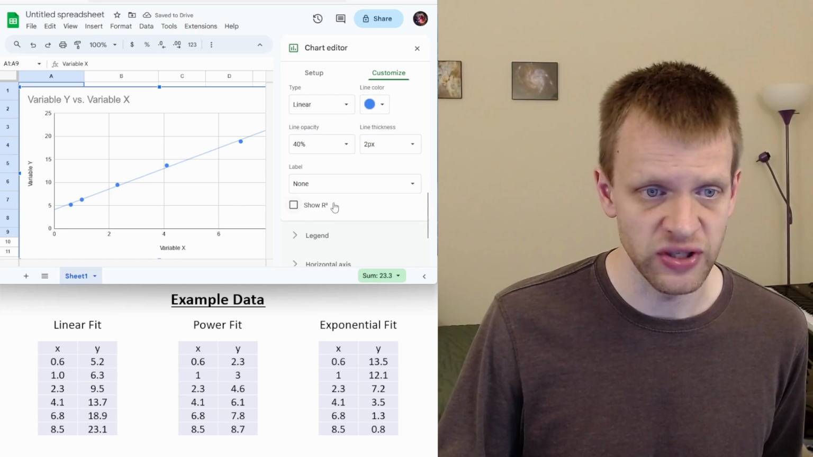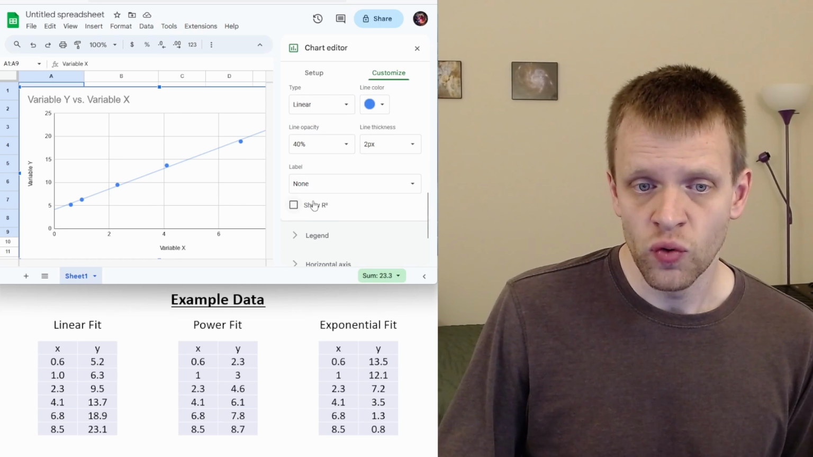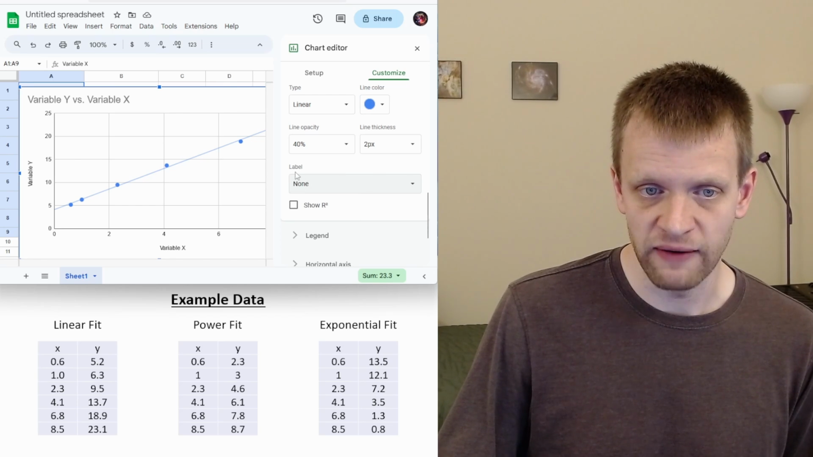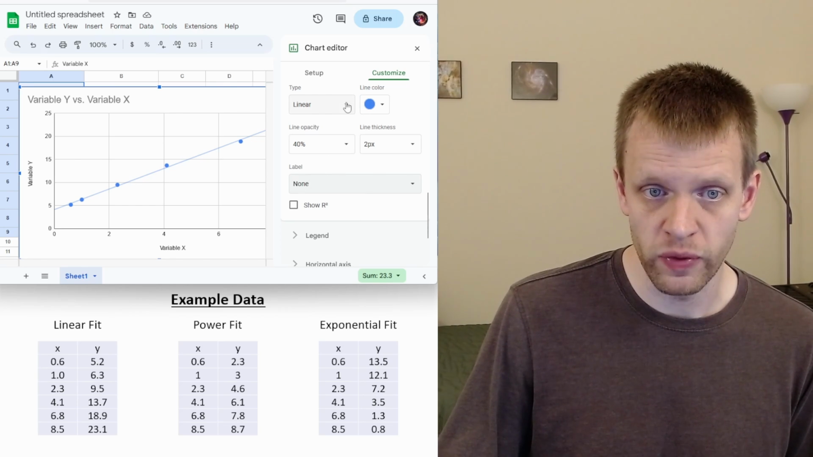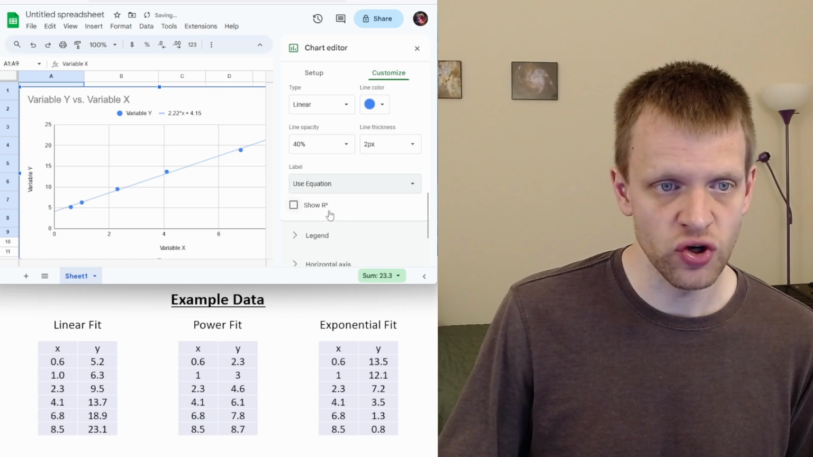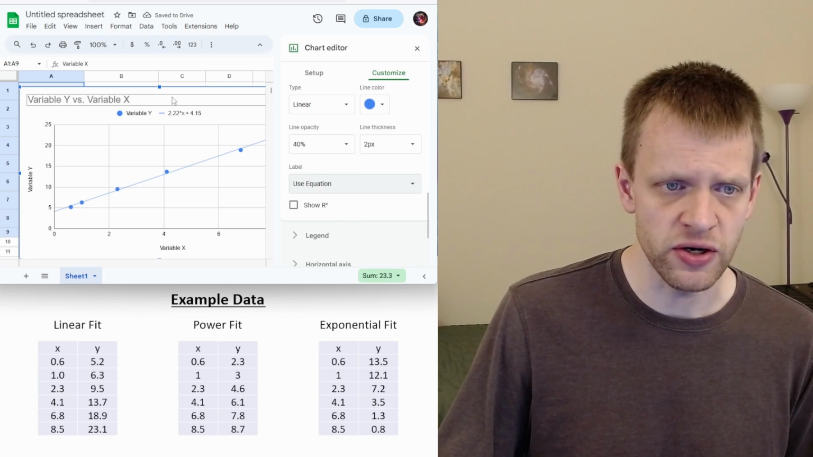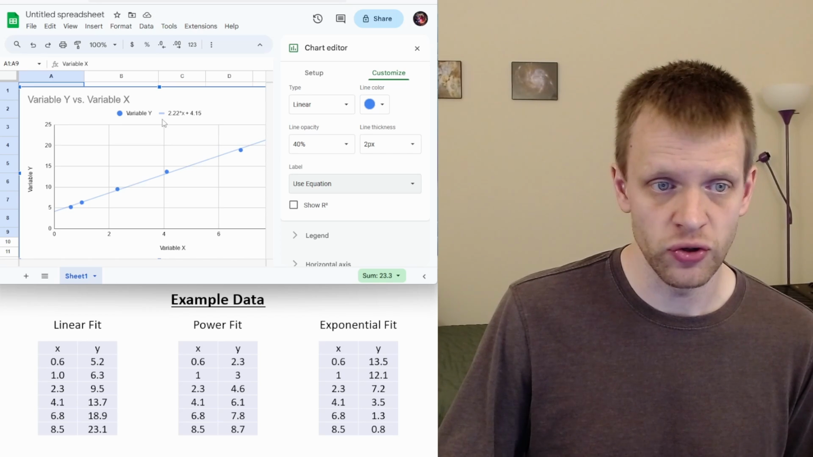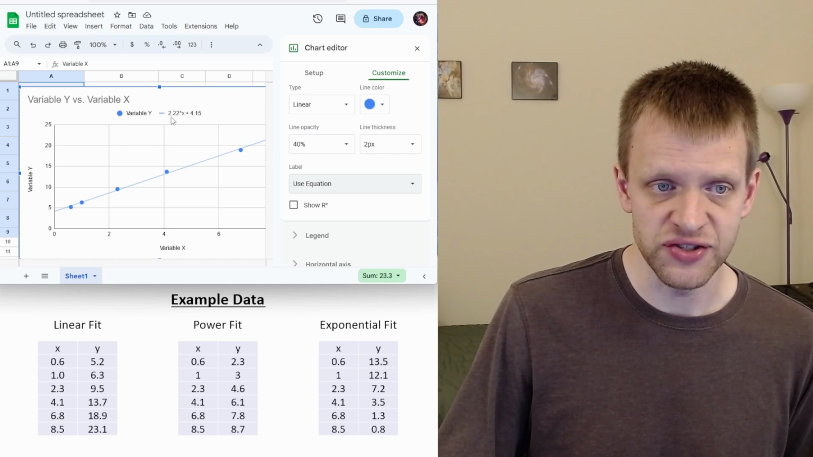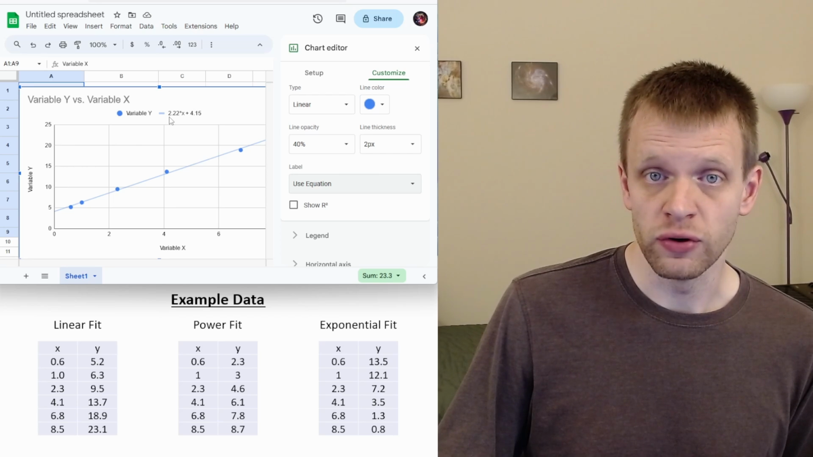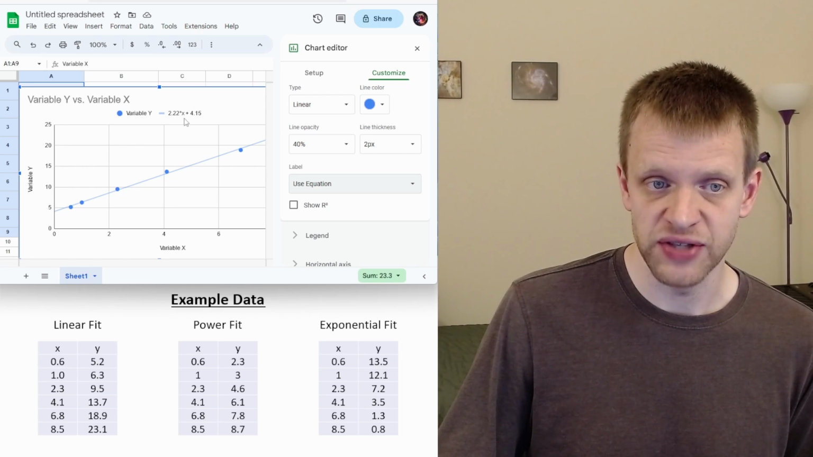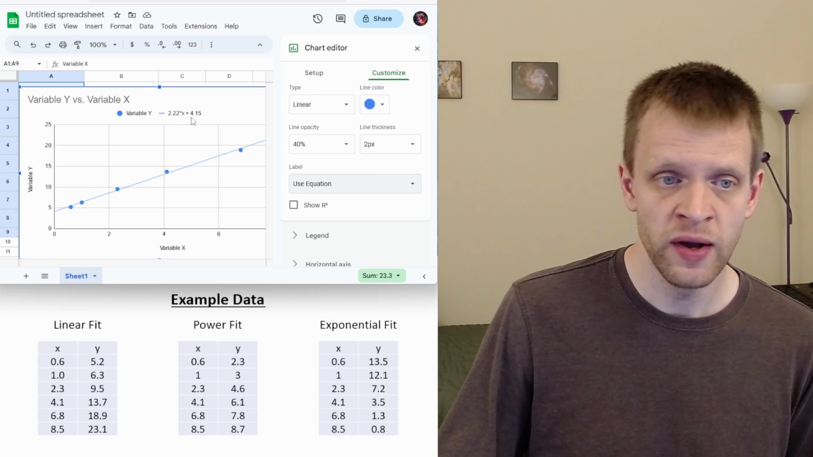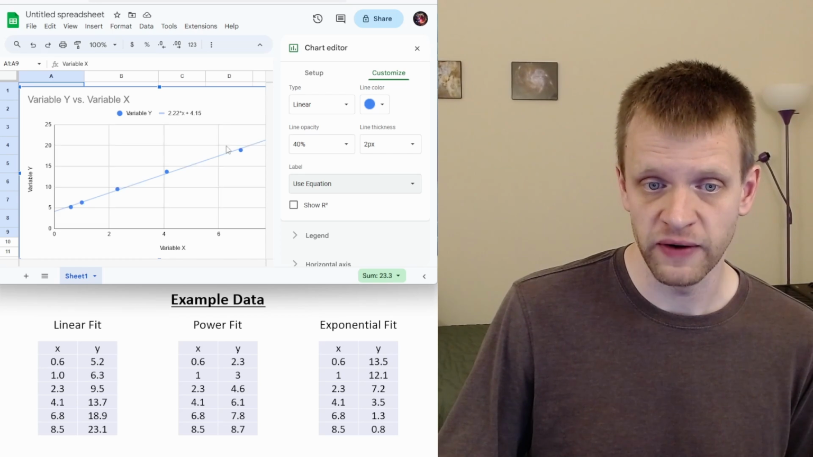Again, there's a couple of options that we can adjust for this. And then we want to use the equation as our label. So where we have label on the same part where we've picked our trend line, we want to hit use equation. And up here, that will identify the specifics of our best fit equation. So this would be the equation y is equal to, again, for a linear fit, it is slope times x plus the y-intercept. So for this graph, our slope is 2.22 and our y-intercept is 4.15.